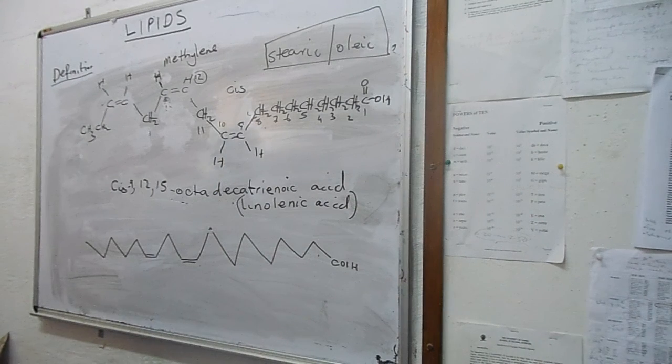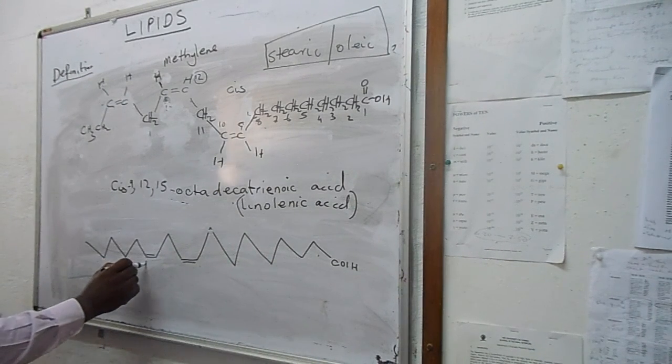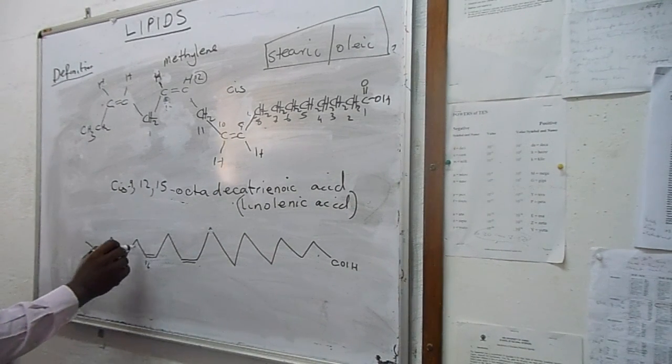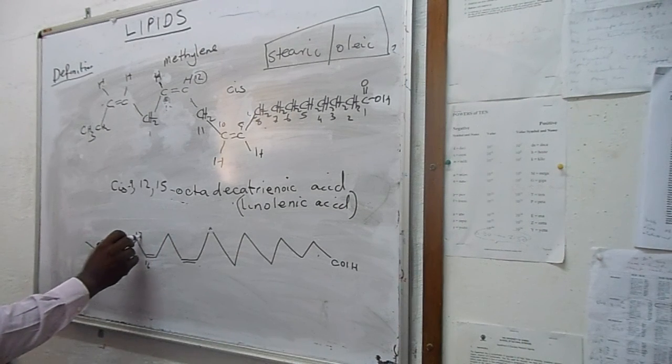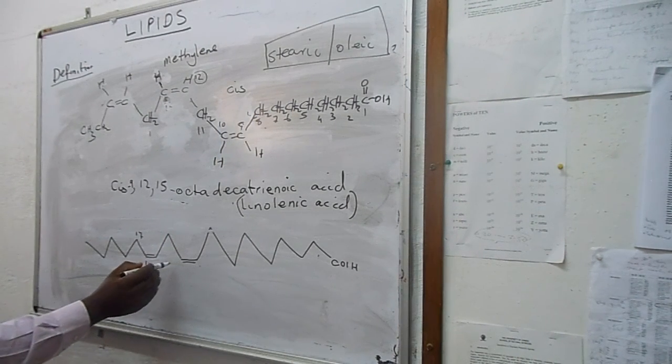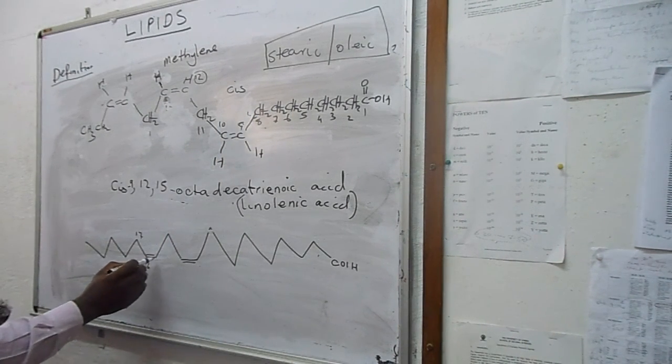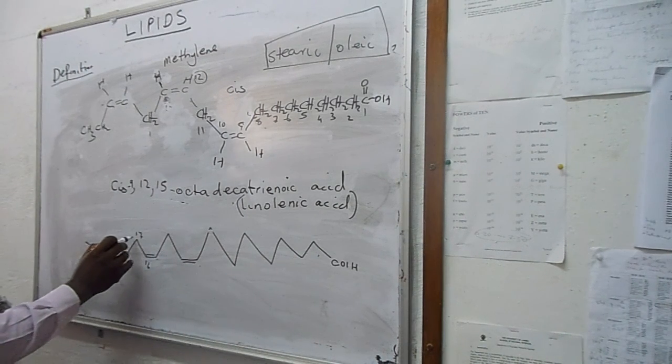So if we were to put a double bond, remember this is 16, this is 15, 16, 17. Am I right? 15, 16, 17.